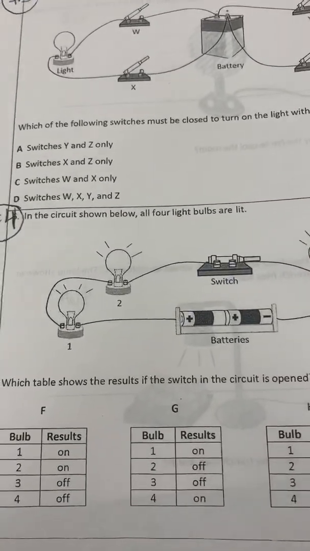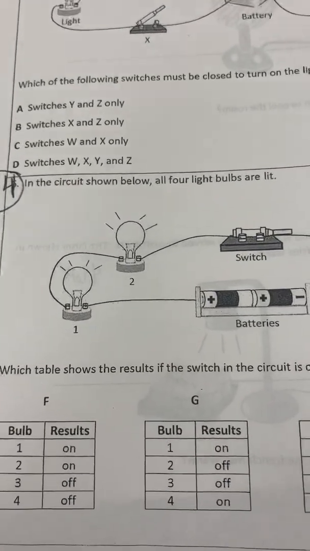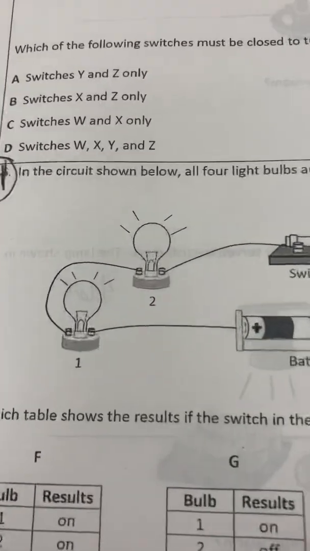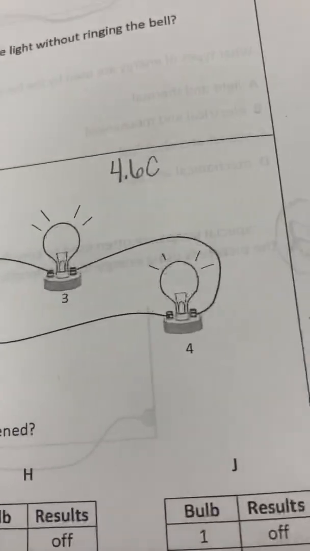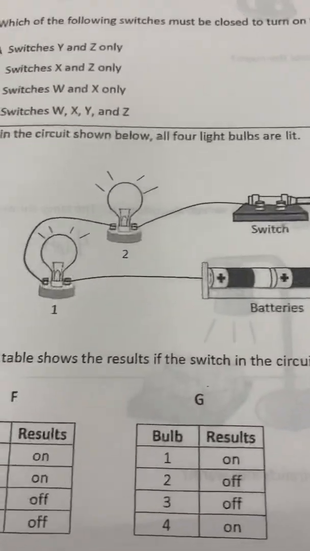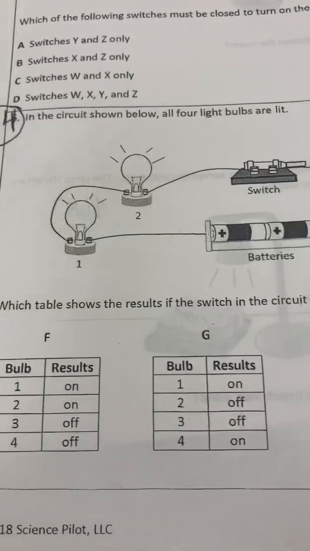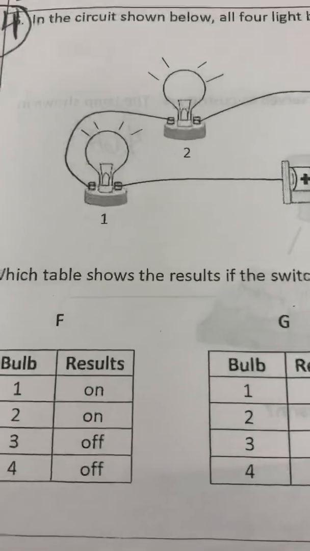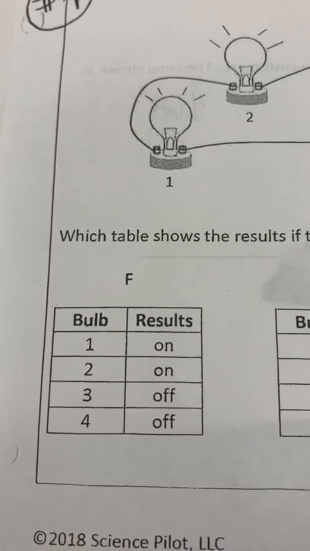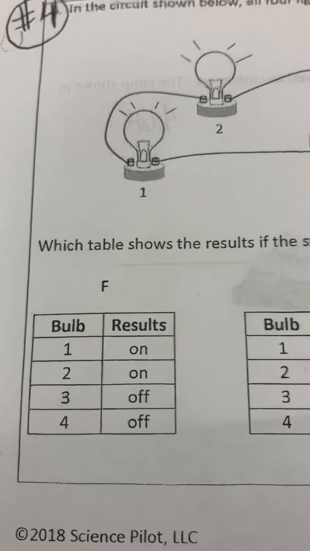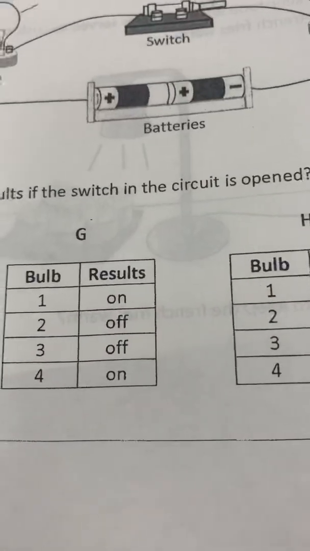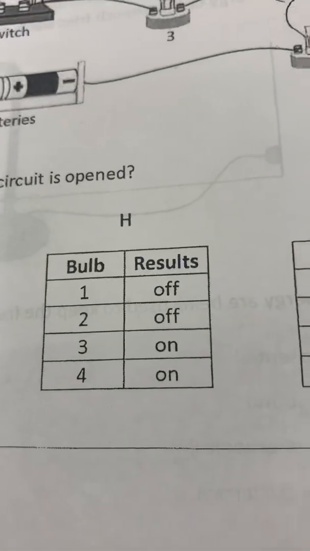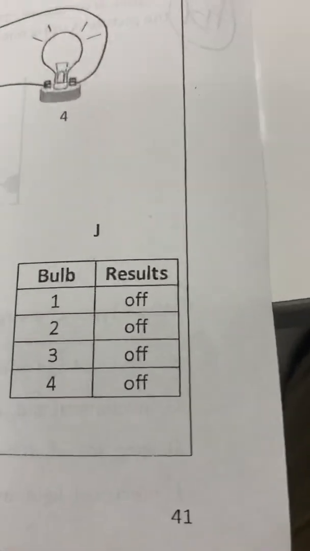All right, question number 4. In the circuit shown below, all 4 light bulbs are lit. Which table shows the results if the switch in the circuit is opened? Is it F, if the circuit is opened? Is it G? Is it H? Or is it J?